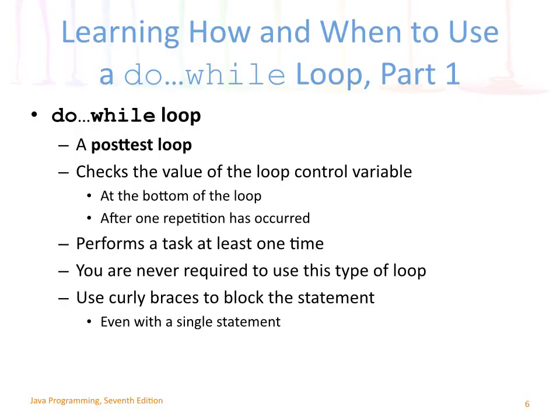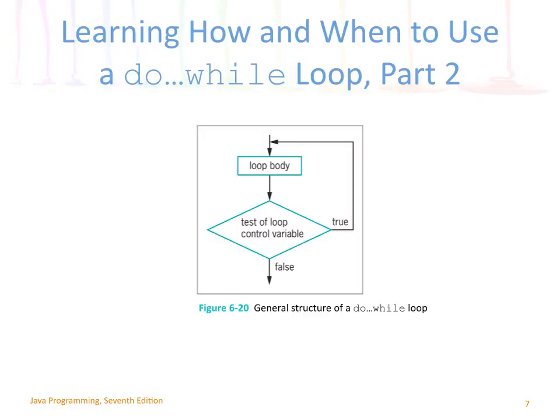A post-test loop is a really good loop to use when you're getting input from the user. For example, when you're asking the user to enter their password. And then you check if they've entered the correct password. If they haven't, you go back up and you prompt them to do it again. So for example, the flow chart would look like this. You enter the loop body, you do whatever you have to do, and then you test the loop control variable. If it's false, you're done. If it's true, you go back up and loop again.